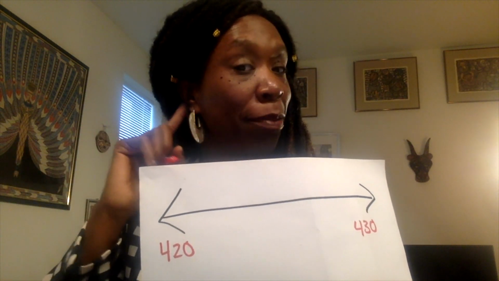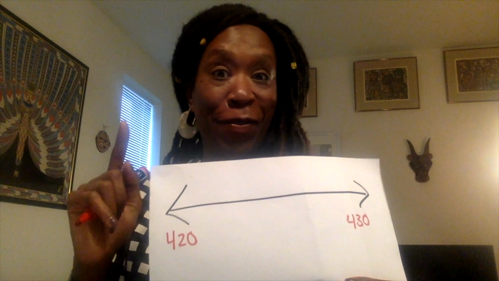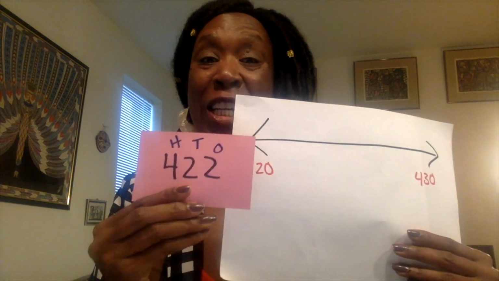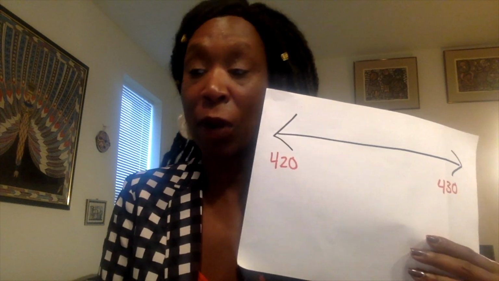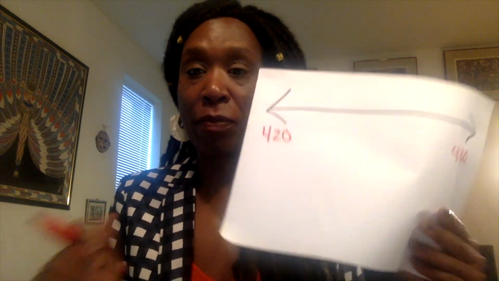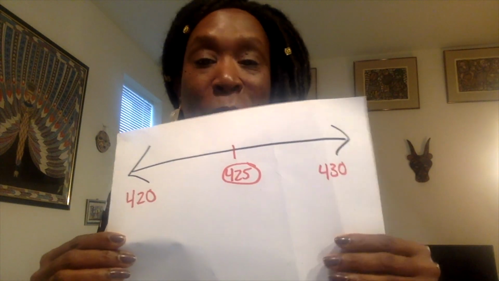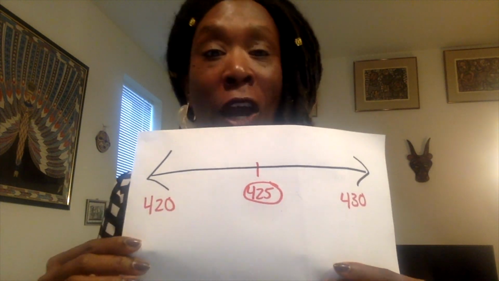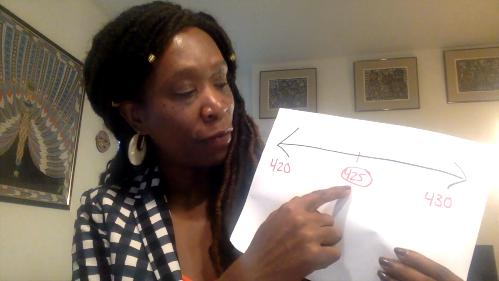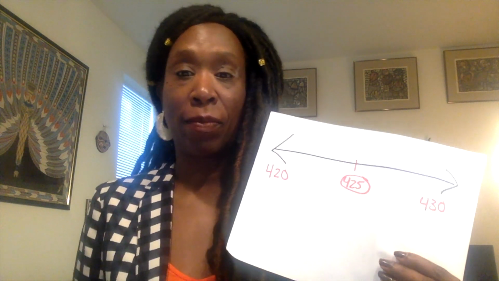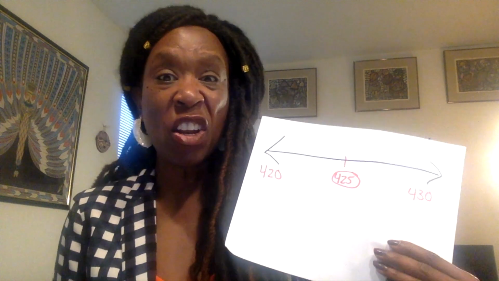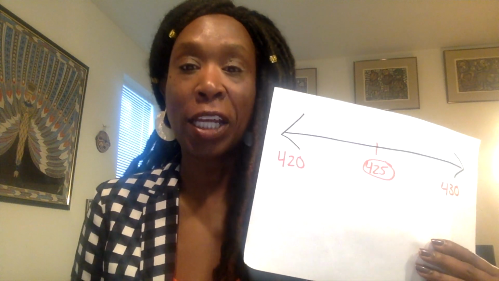Once again, listen, stop what you're doing, and focus. So we have 420, 430. We know we're trying to figure out which number 422 is closest to when rounding to the nearest 10. Do you remember how to find the midpoint? 425. 425. So what numbers are our benchmark numbers? 420, 425, and 430.